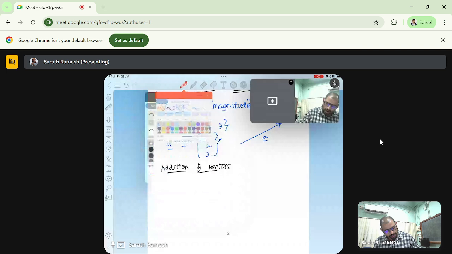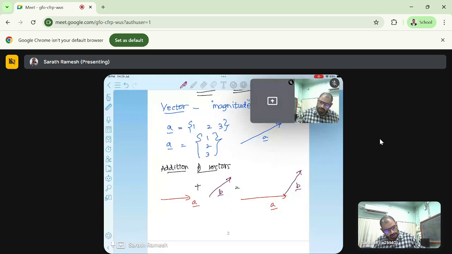So this is vector number 1. Oh, sorry, I didn't write A here. So vector number 2, and the sum would be this one. So this is vector C, which is equal to A plus B. This we say is the triangle law of addition.